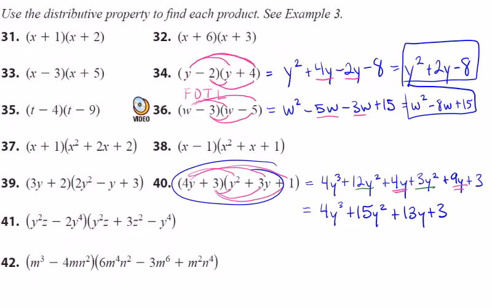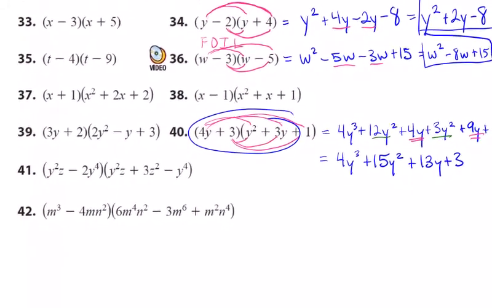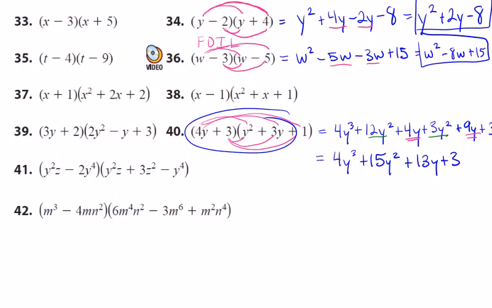All right, let's see 42. So for number 42, once again, we're going to be distributing. So we'll multiply m cubed by 6m to the 4th n squared. So the m's are like bases, so we can add those exponents. The 6 will stay the same. So 6 stays there. M cubed by m to the 4th is m to the 7th. The n squared will remain the same because there's no other n.